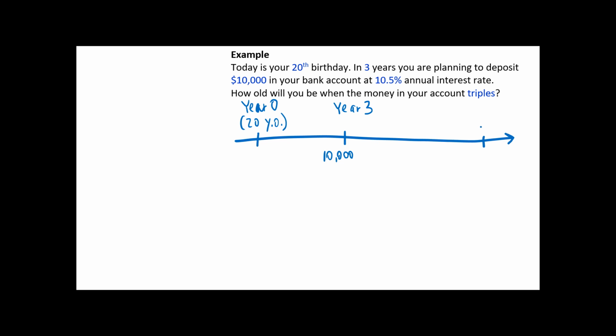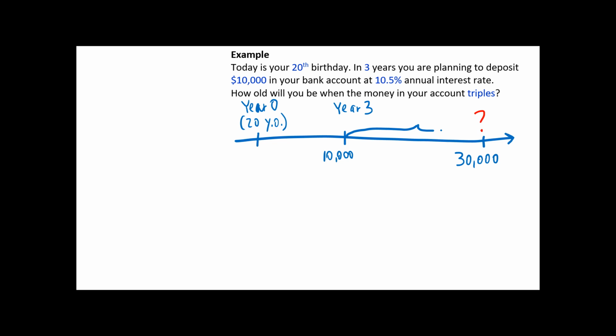And somewhere here, and this is what we need to figure out. One second, let's change the color to red. Somewhere here, you will have 3 times more money. What is 3 times more than 10,000? $30,000, right?